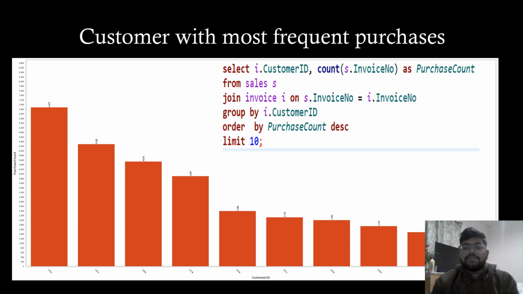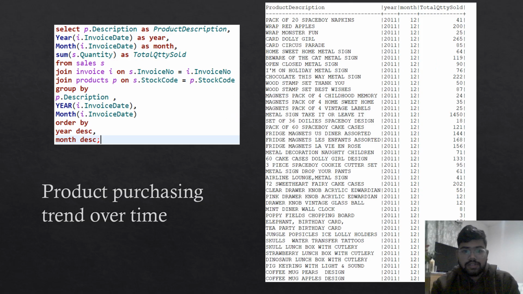And we are joining both the sales table and the invoice table using the invoice number, and we are grouping it by each customer ID because we need to find the most frequent purchases of each customer. So we are ordering it in descending order, limiting to the top 10 customers with the most number of purchase counts. And let's get to the next question.